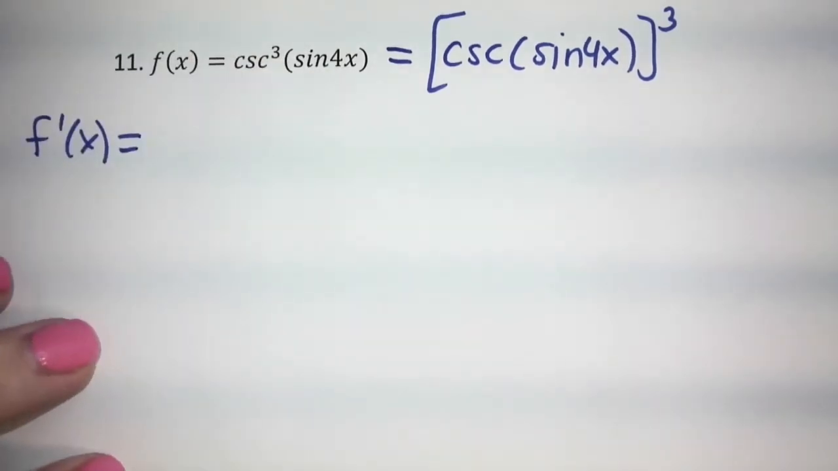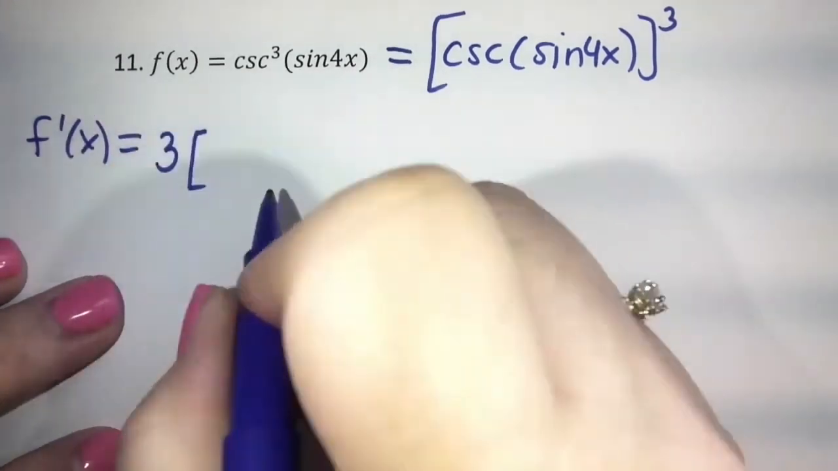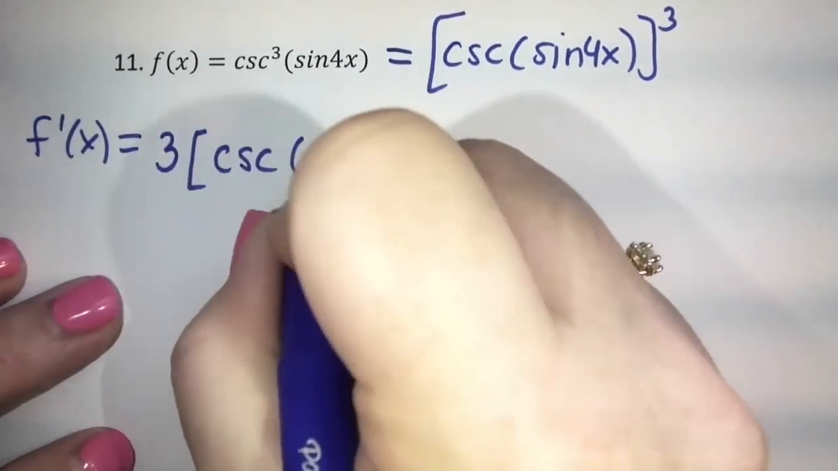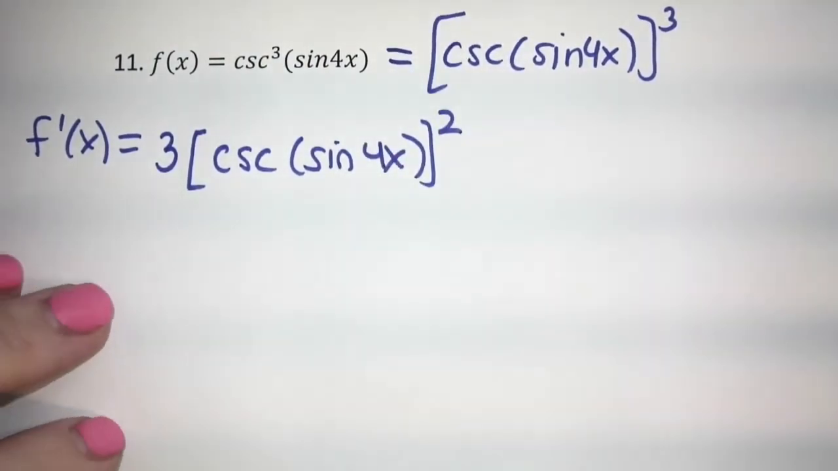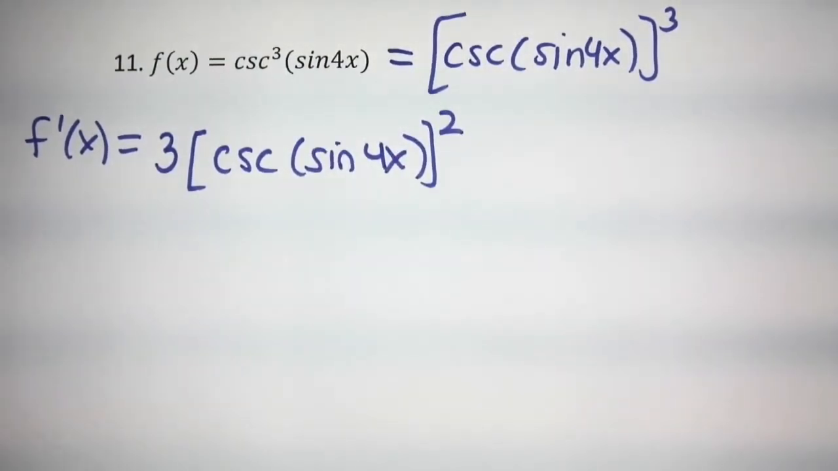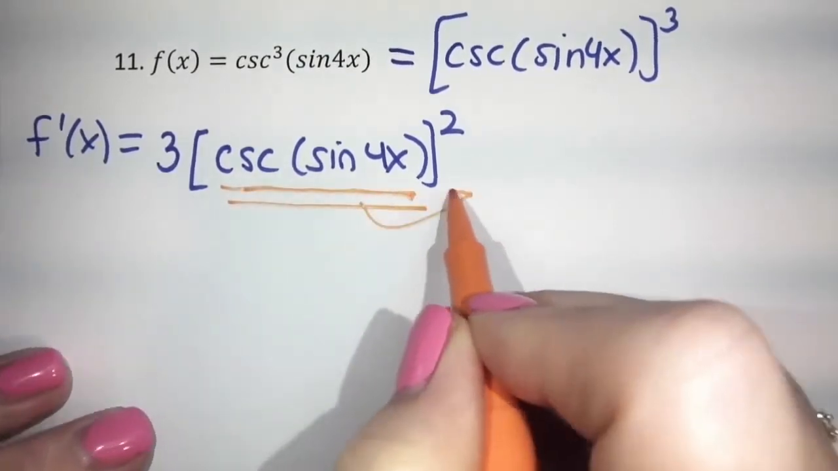The derivative of something to the 3 would be 3 out in front, then the something to the 2. And that's the easy part. And then the hard part, we've got the 3 out in front, we've got the bracket to the 2. Now we've got to do the derivative of this, right? And that's not so nice.